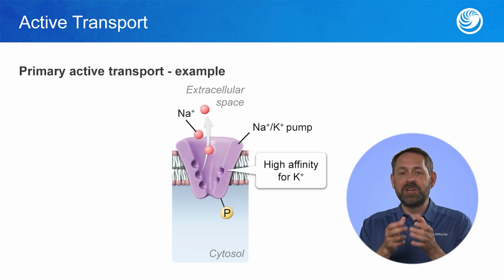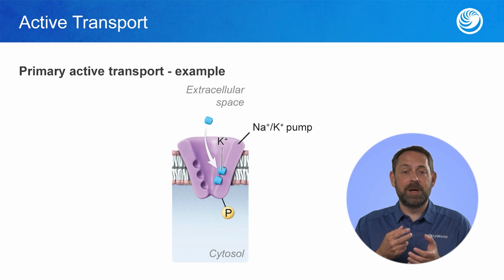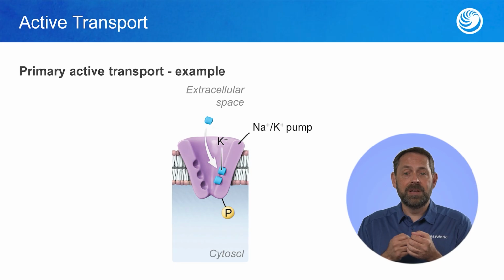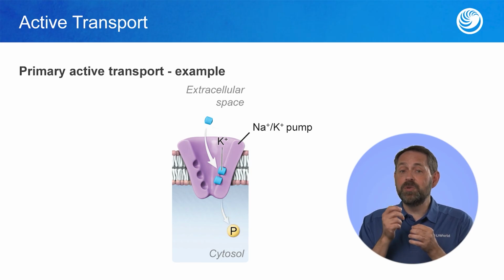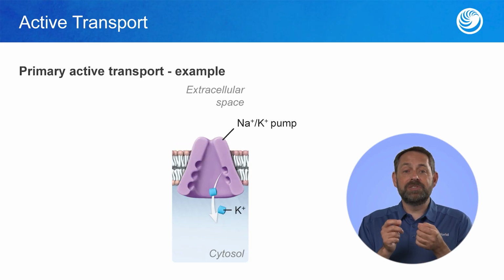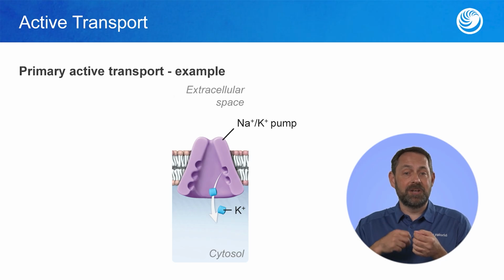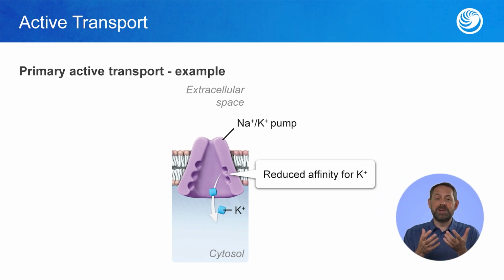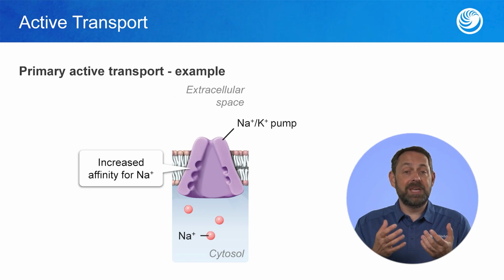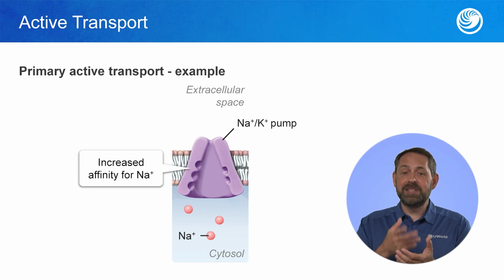In this outward-facing conformation, the pump has a high affinity for potassium, allowing 2 potassium ions from the extracellular fluid to bind to their specific binding sites on the protein. The binding of potassium triggers the release of the phosphate group from the pump. Dephosphorylation causes the pump to revert to its inward-facing conformation, which reduces the pump's affinity for potassium and causes the release of the 2 potassium ions into the cytosol. In this conformation, the pump again has an increased affinity for sodium, and the cycle can begin anew as long as ATP is readily available.